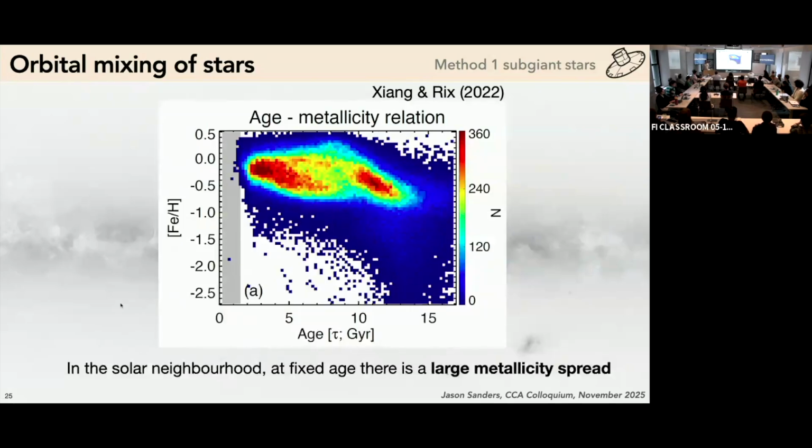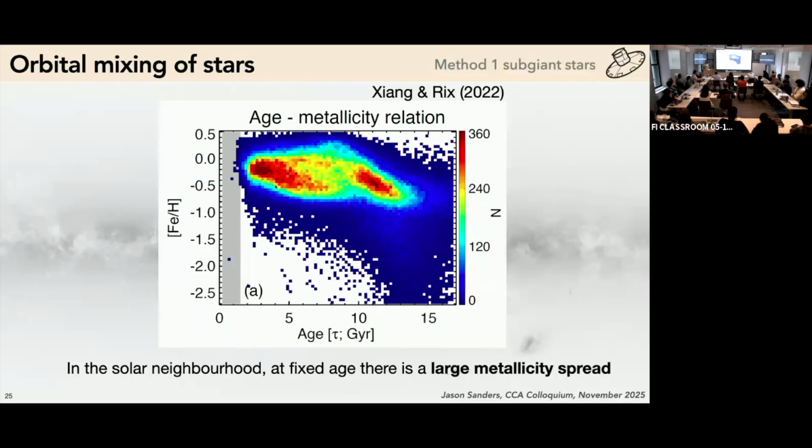And we can see the effect of these restructuring processes in the Milky Way if we go back to this diagram that I showed very early on, the metallicity versus age. These are stars in and around the solar neighborhood. And if we cut through this distribution at a fixed, fairly young age, you can see that there's a significant metallicity spread at fixed age.